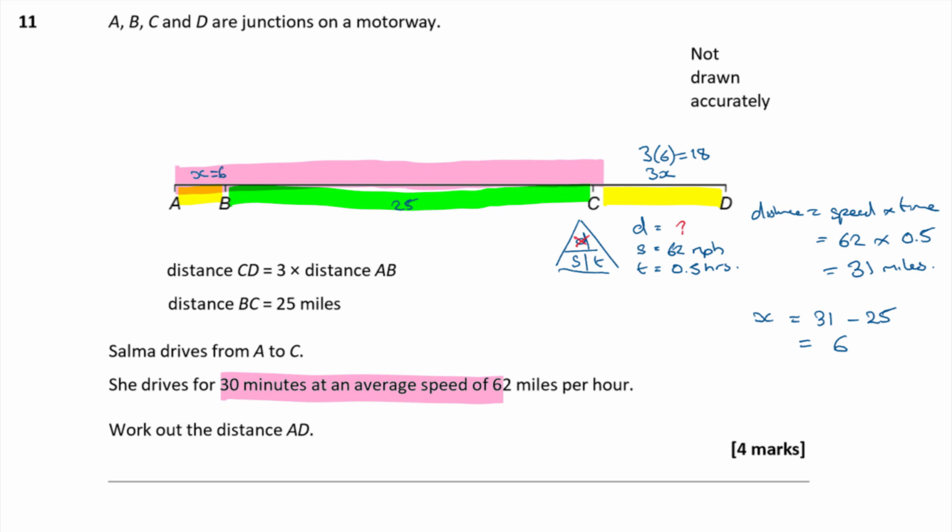So what is the distance of AD? AD is going to be those 3 amounts added together, isn't it? It's going to be the 6 for AB plus the 25 from BC plus the 18 from CD. And that adds up to, what's that, 31, 41, 49. That's 49 miles. Okay, that's my answer.